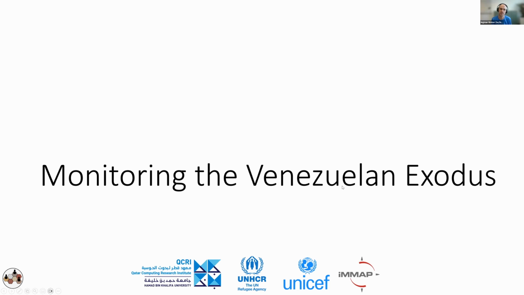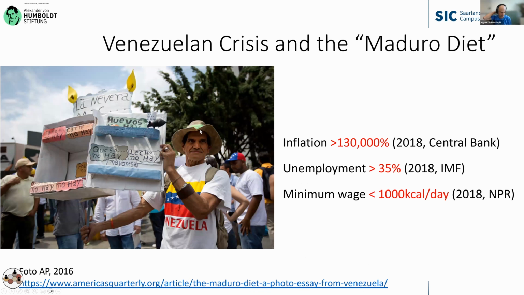The first use case was done while I was at QCRI, and looks at the Venezuelan exodus. A tiny bit of context: we did this work in 2018. At that point, inflation in the country was 130,000%. It's not 130%, it's 130,000%, so hyperinflation. Unemployment was upwards of 35%.